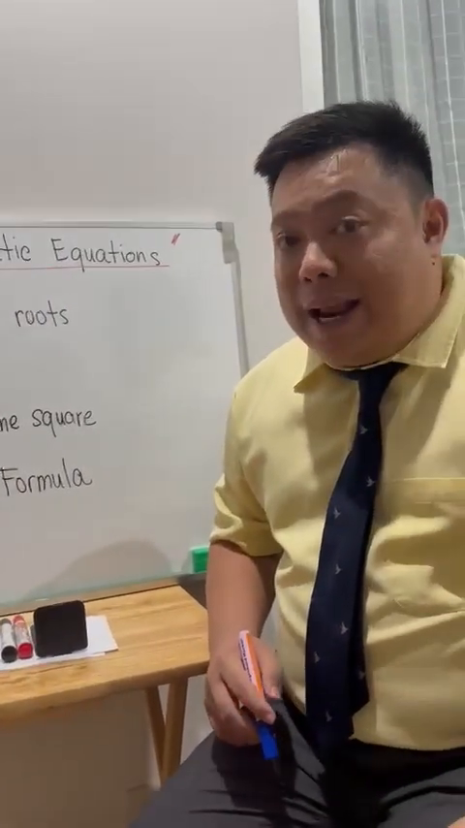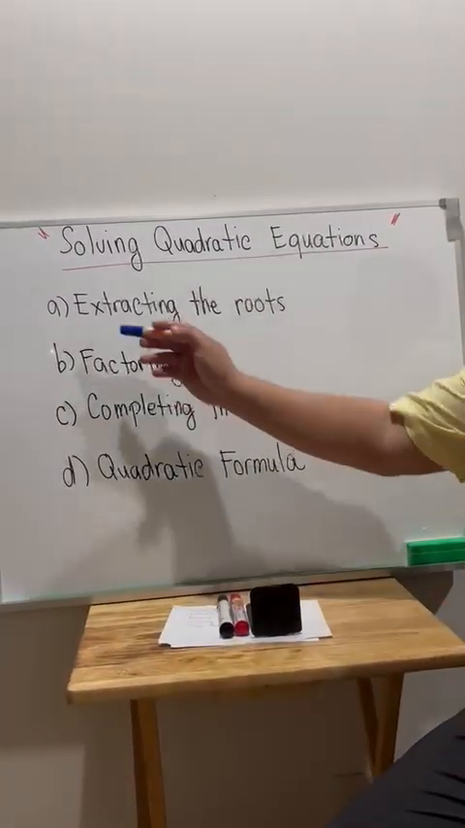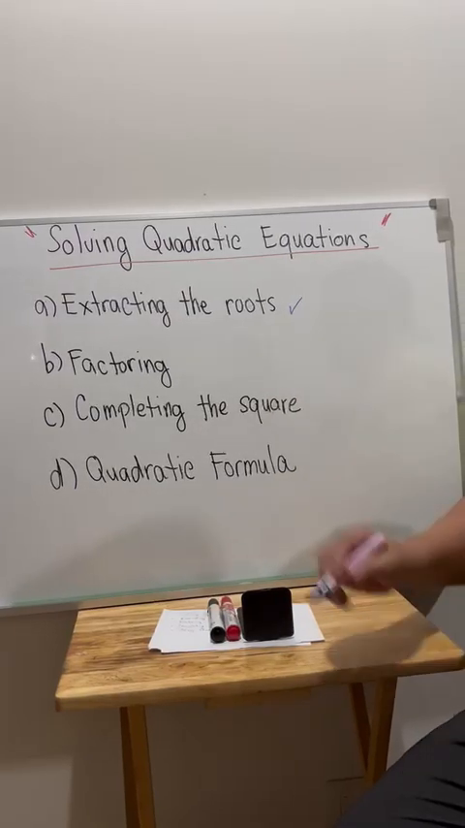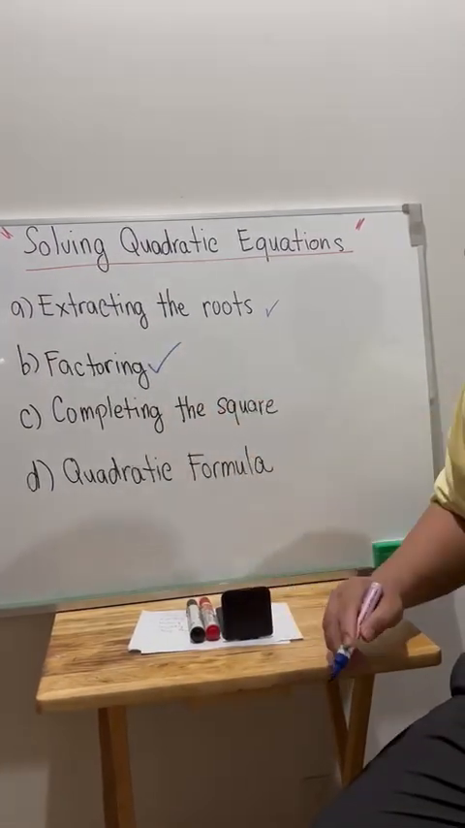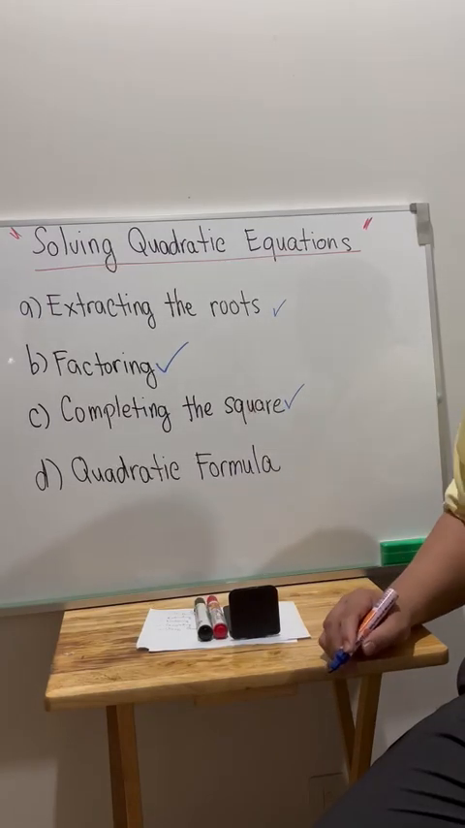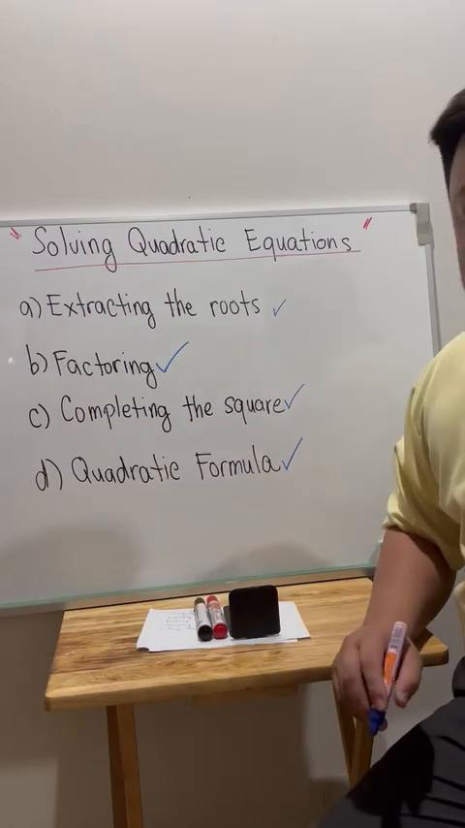Today we will be having a quick review about the 4 different ways on how we can solve quadratic equations. First is extracting the roots. Second, factoring. Third, completing the square. And fourth, by using the quadratic formula.